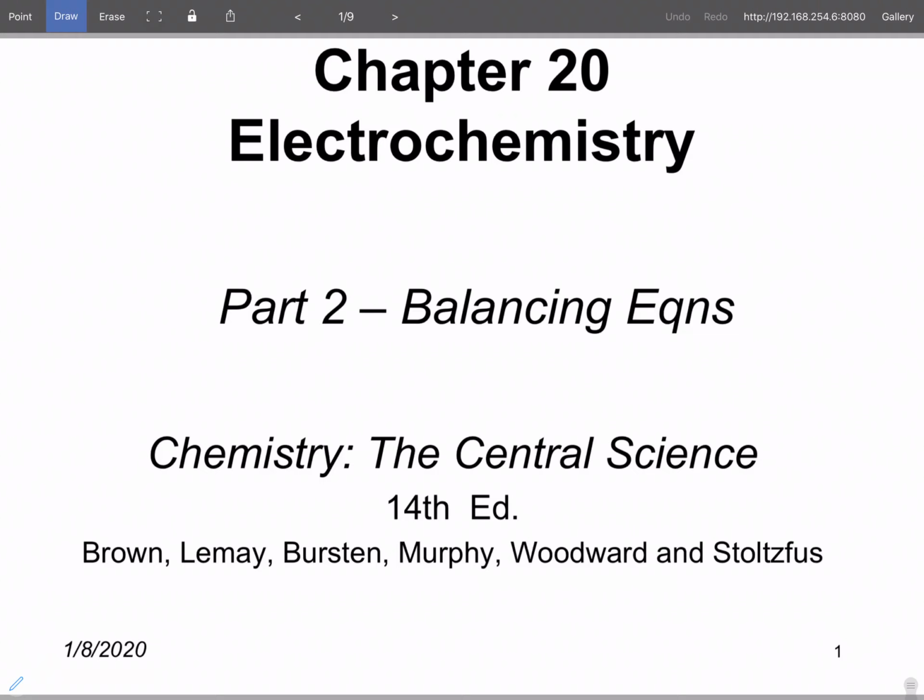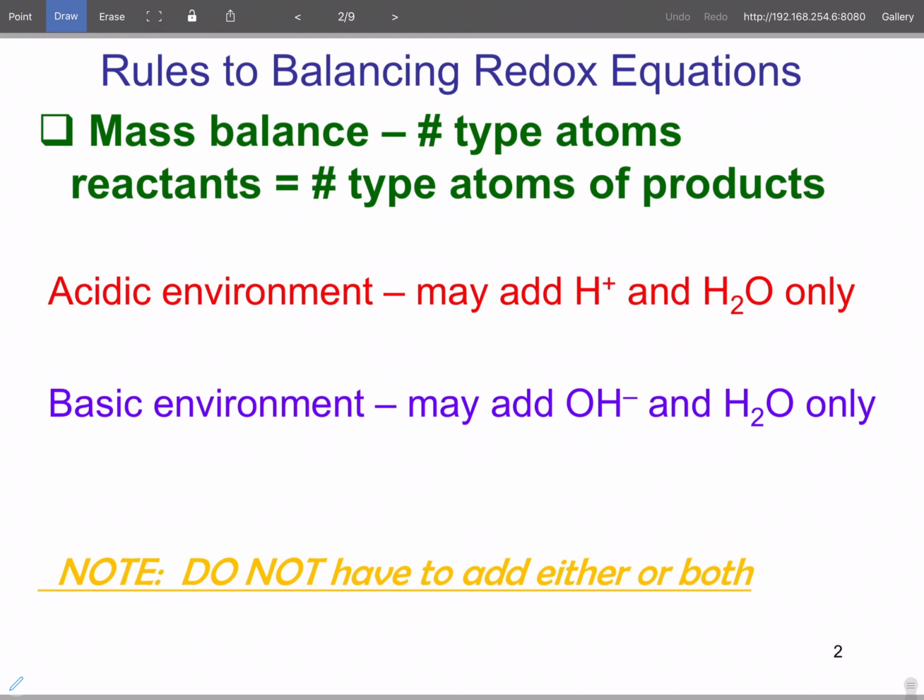Balancing equations. Now, when we balanced equations in 1211, we talked about balancing the atoms, etc. This is a little more involved, but we still have to mass balance. That means we have to make sure the number and the type of atoms is equal on both the reactant side and the product side. But in redox reactions, to balance them, we're going to use what's called the half reaction method.